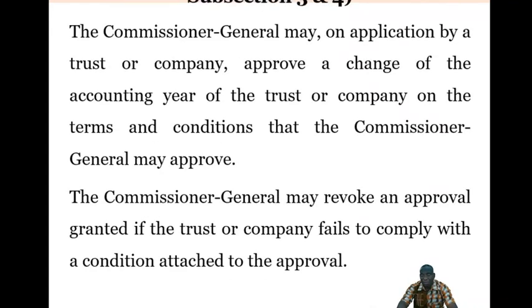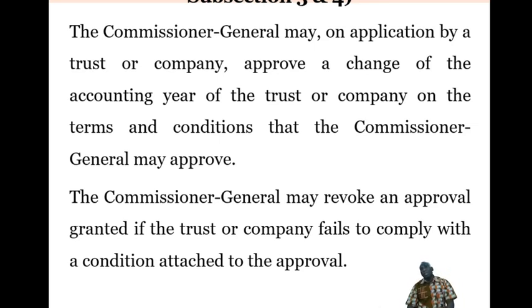So we are going to look at them one by one. Okay. So we are going to start from change in accounting year. And the anti-avoidance provision is section 18, subsections 3 and 4. But the change in accounting year is talked about in section 18, subsections 1 and 2.